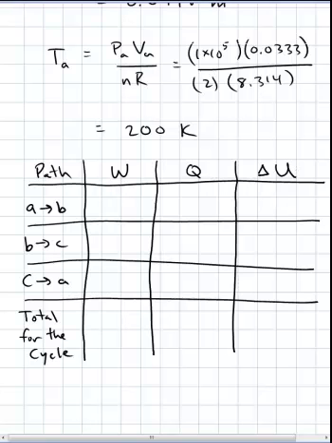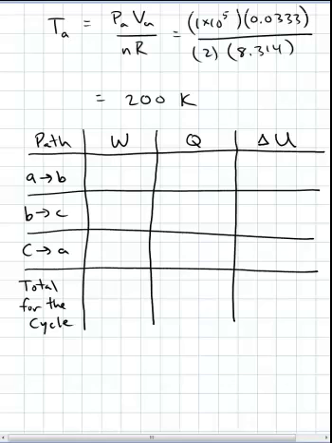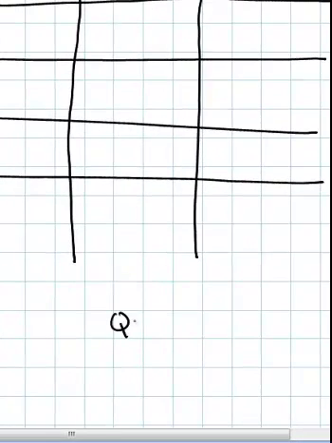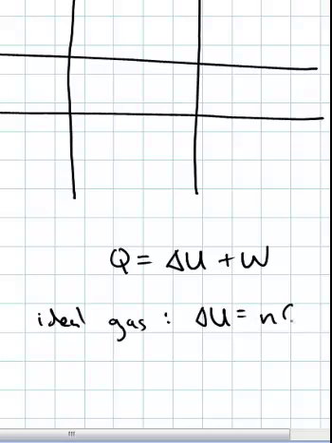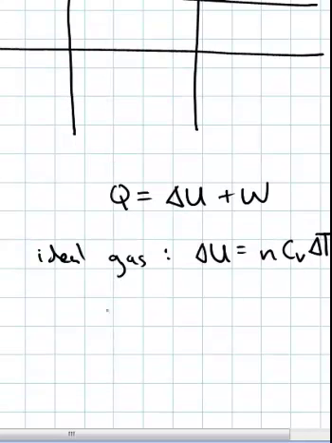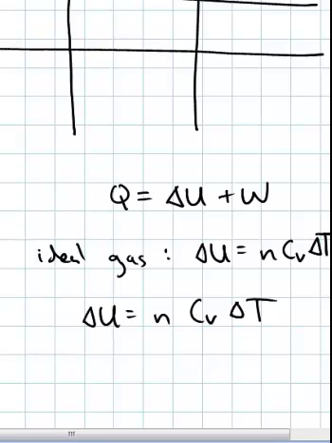And there's a couple of things that we know and we like to use. We like to use Q is delta U plus W. And because this is an ideal gas, that means that delta U is N times CV times delta T. And let me just work that out real quickly. Delta U, N, CV, delta T. I need a little more room. I'll rewrite it here.